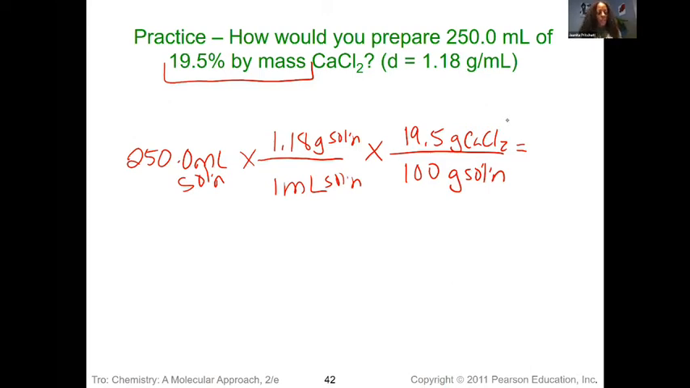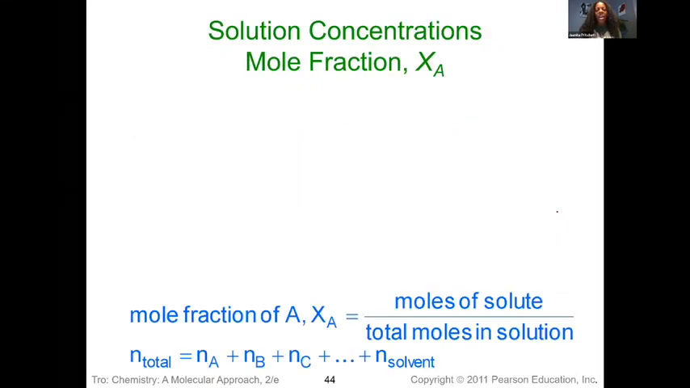So when we plug this in, we're going to do 250 times 1.18 times 19.5. And when we do this, we end up with 57.5 grams of calcium chloride would be needed. Okay, so check your answers and hopefully we are ready to move on. If not, pause it. All right.